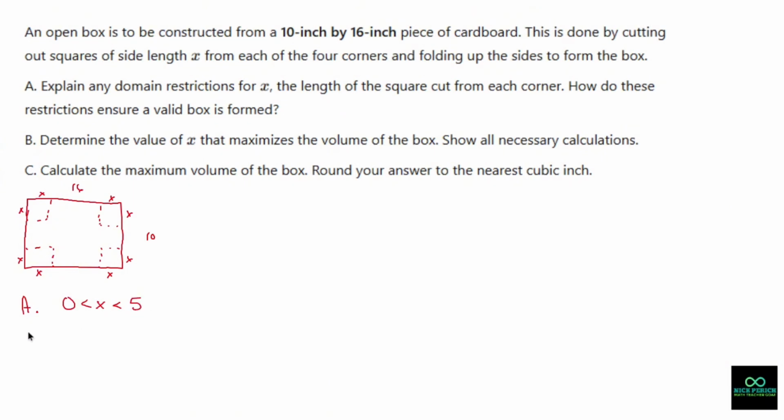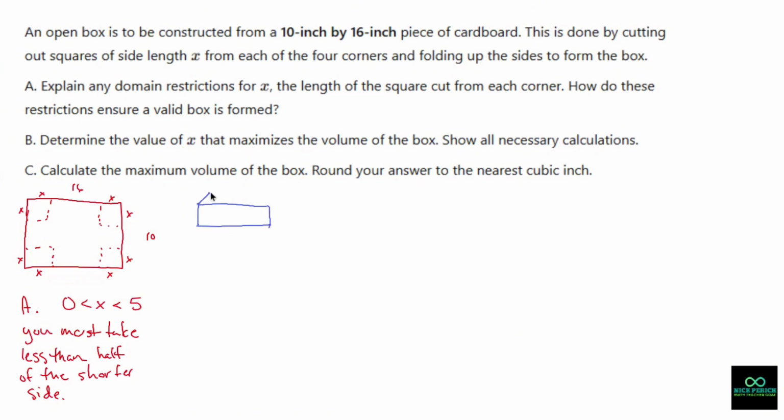The reasoning why is you must take less than half of the shorter side. Why is that? Well, because when you cut out these squares and fold them up along these invisible lines, you're going to end up, excuse me, I just get so choked up about these problems, I get excited.